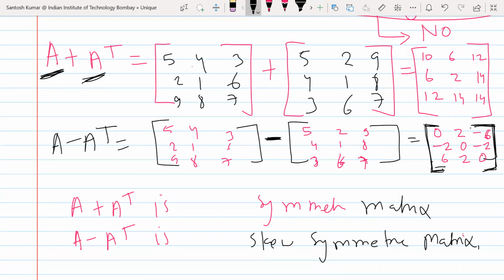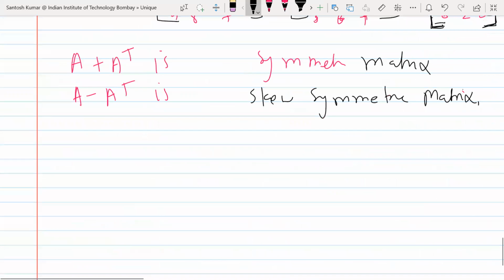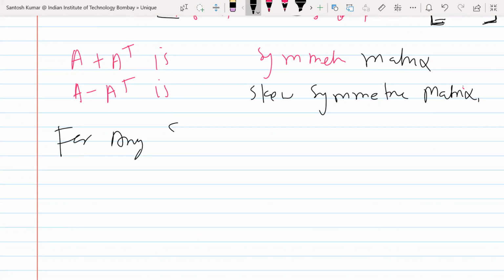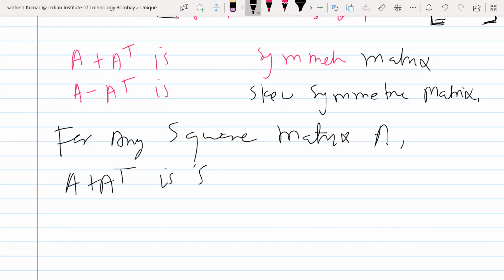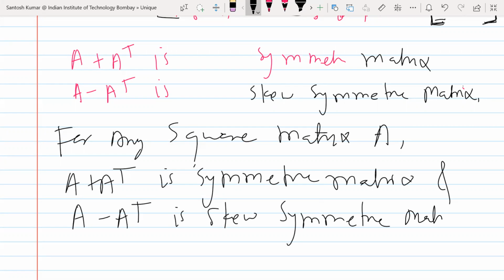So it means what? You choose any A. I have written it randomly. You can take any A. So what I can say is, for any square matrix A, A plus A transpose is symmetric matrix, and A minus A transpose is skew symmetric matrix.